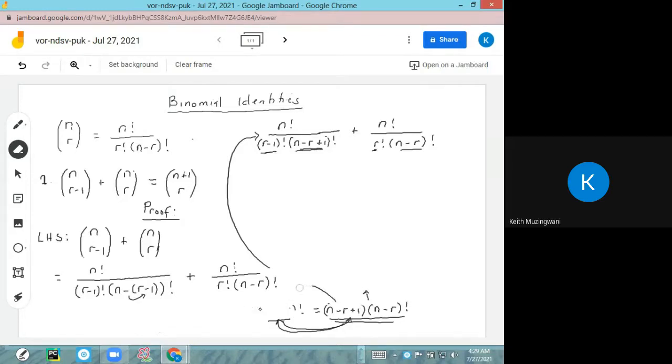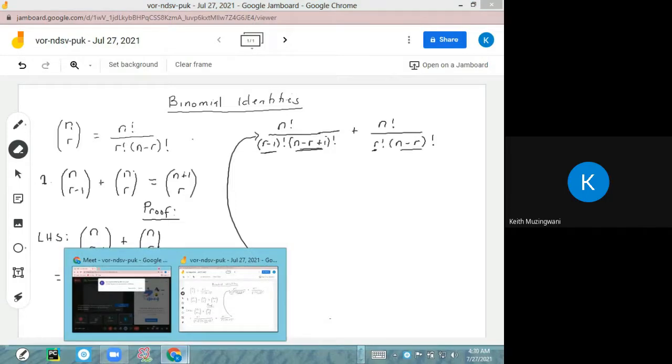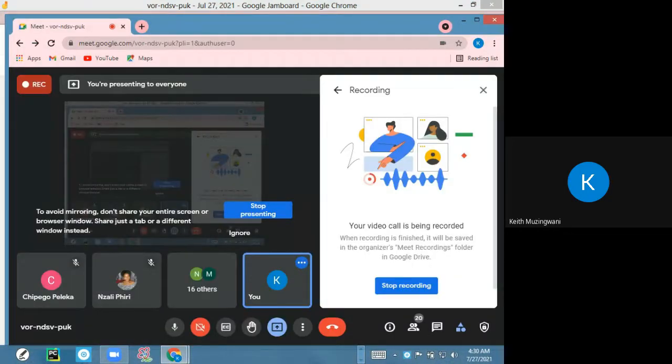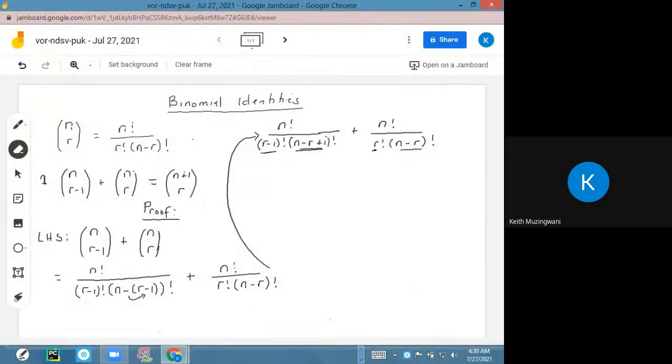May we please understand this thing so that our children will have easy understanding as well. Okay, so we are saying by definition r factorial is the same as r times r minus 1 factorial.